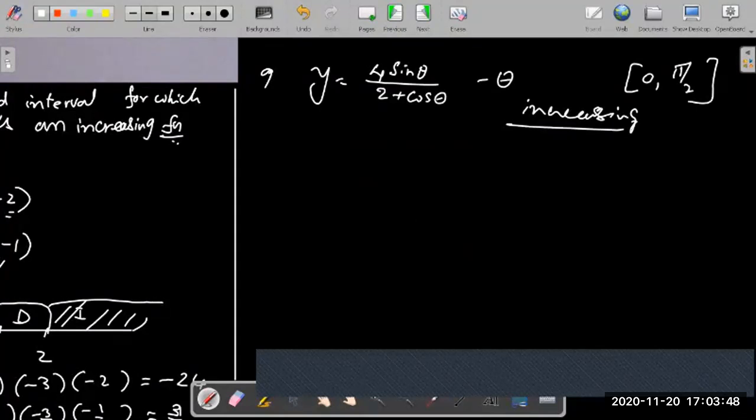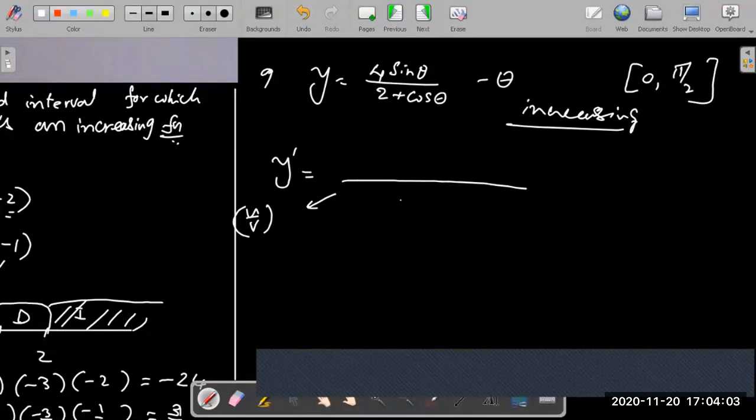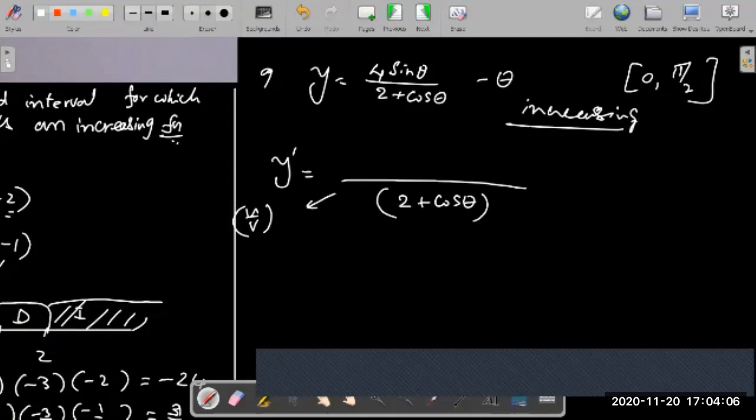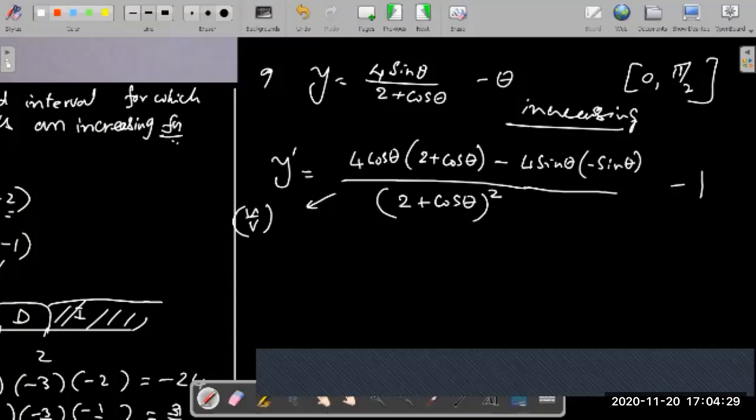So first, y dash. This is a long question. That's why I said these are the 3 marks questions. So y dash equal to, this is the u by v rule, 2 plus cos theta whole squared. u dash is 4 cos theta and v is 2 plus cos theta, minus u is 4 sin theta. v dash is minus sin theta. So this is the first part, differentiation is done. Second part differentiation is minus 1.